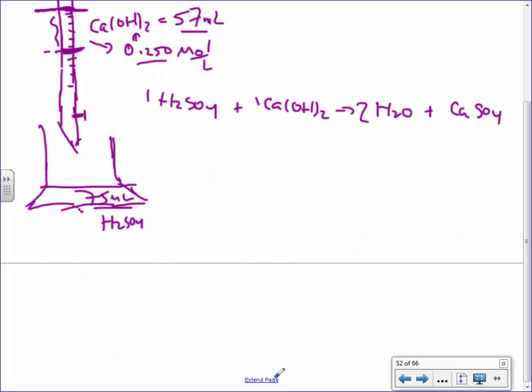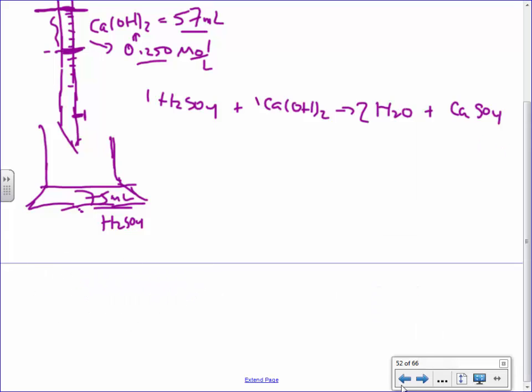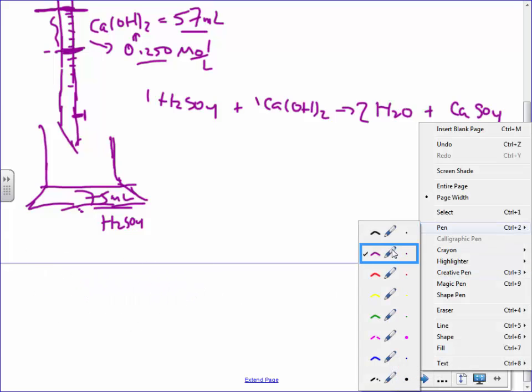So we now have enough information to start. I'm going to start with 75 milliliters of H2SO4. I'm going to multiply by, ooh, that's not right at all. Why should I not start with the H2SO4? Good, some of you get this already, because we don't know its concentration. So I shouldn't start with the thing that I don't know about. I should start with the thing that I do know about.